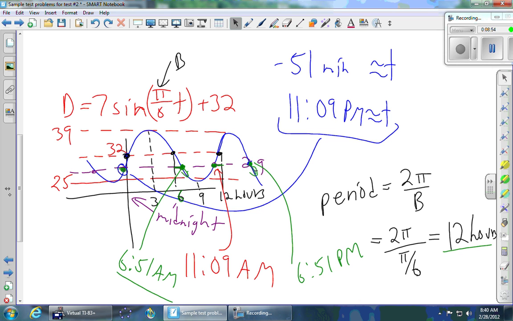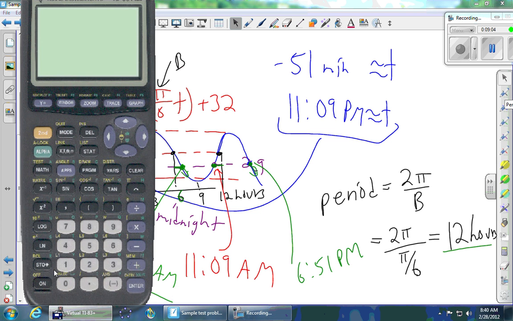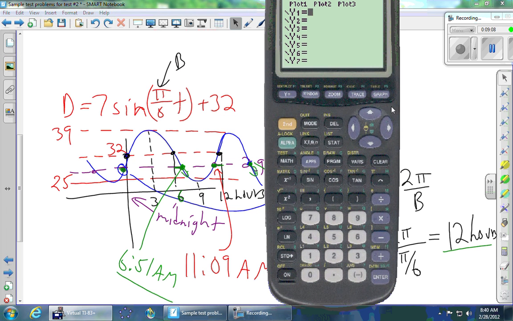So we did all of that using algebra, using an inverse trig, the inverse sine on the calculator, and then using the symmetry. We had to think about the graph here. Okay, so let's just check our answer on the calculator. So I'm going to go ahead and graph the original equation, the 7 sine of pi over 6.